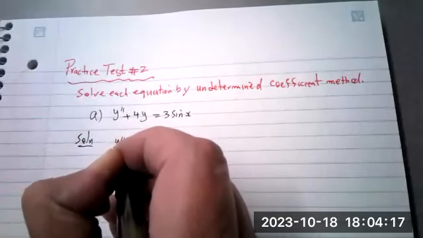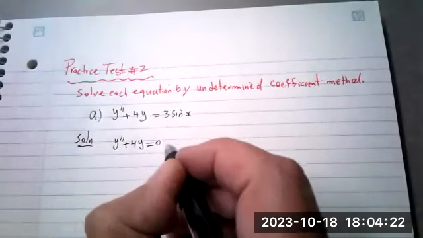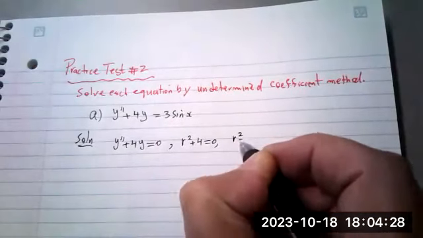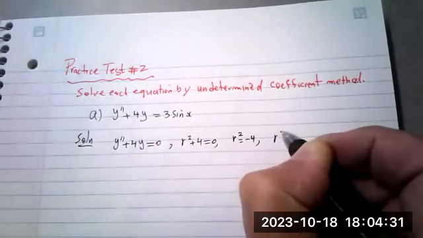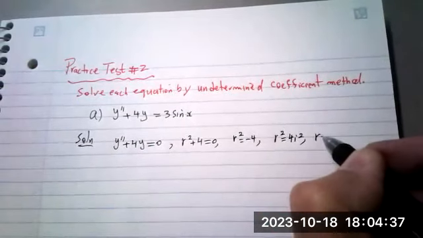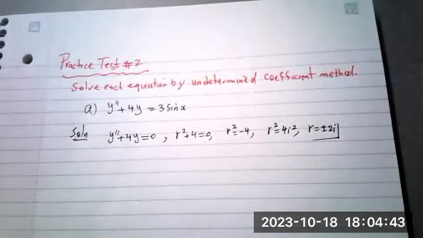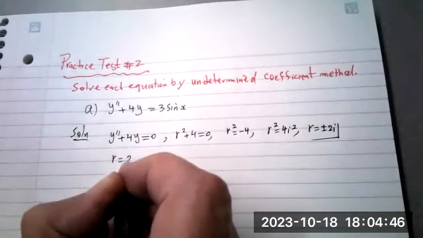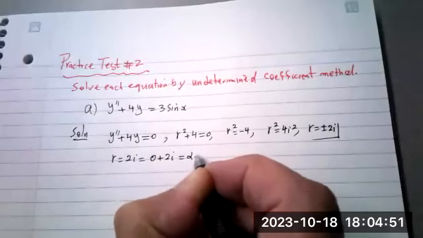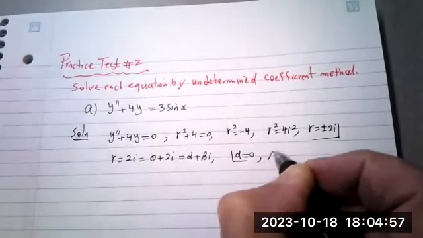So we're going to solve this one first, y double prime plus 4y equal to 0. You get the characteristic equation, which is r squared plus 4 equal to 0. So r squared equal to negative 4, so r squared would be 4i squared. So r is plus or minus 2i. So we have complex roots. You take one of them, r equal to 2i, which is the same as 0 plus 2i. So this is your alpha plus beta i. So you get alpha equal to 0 and beta equal to 2.